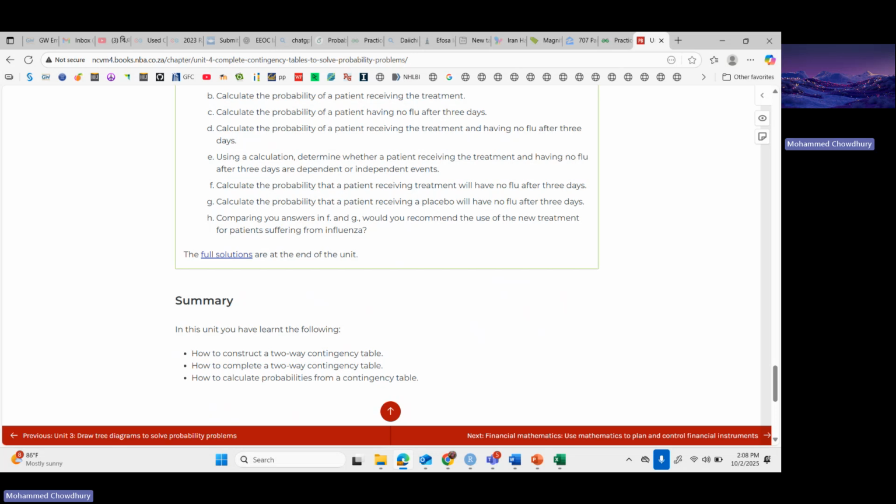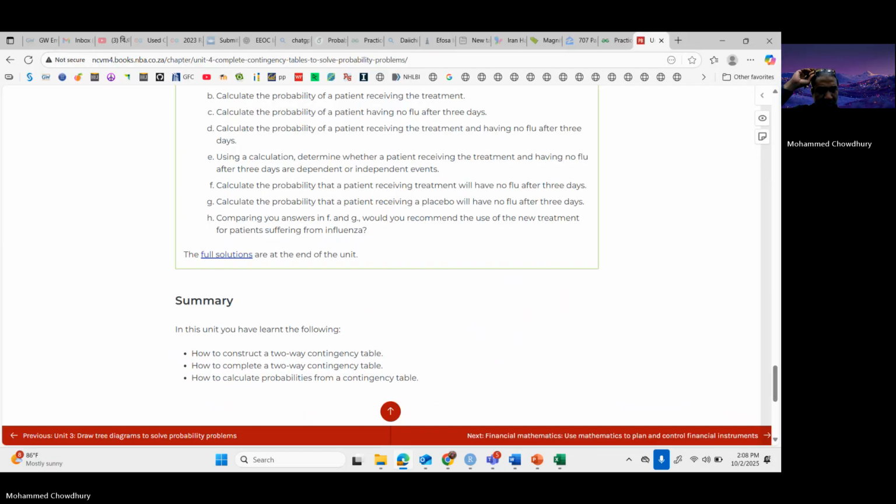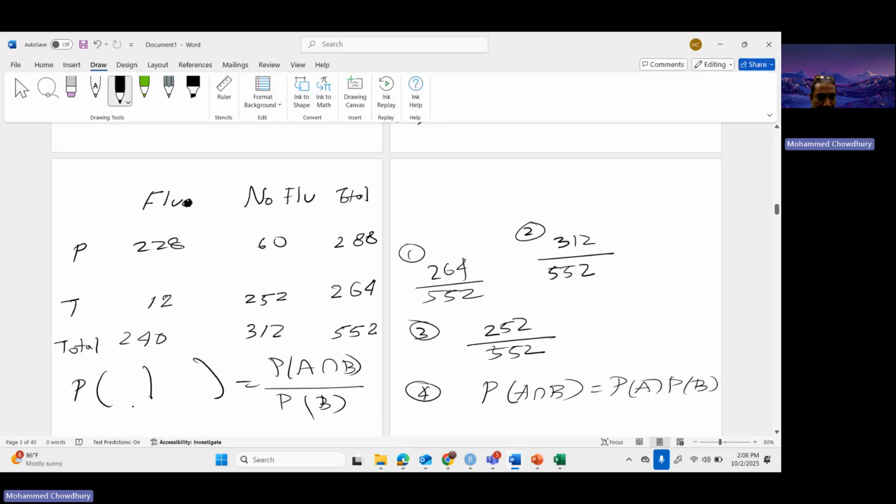Which one is occurring first? So that is given, right? Conditional, right? So that should be done by using this way. Probability of a patient receiving treatment. So that means receiving treatment and no flu.